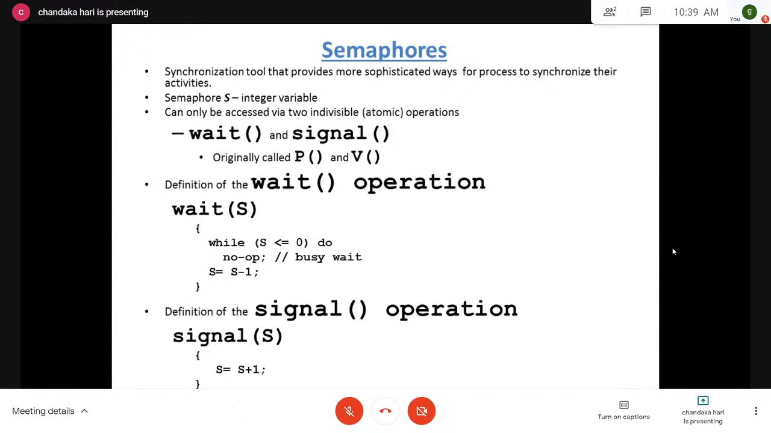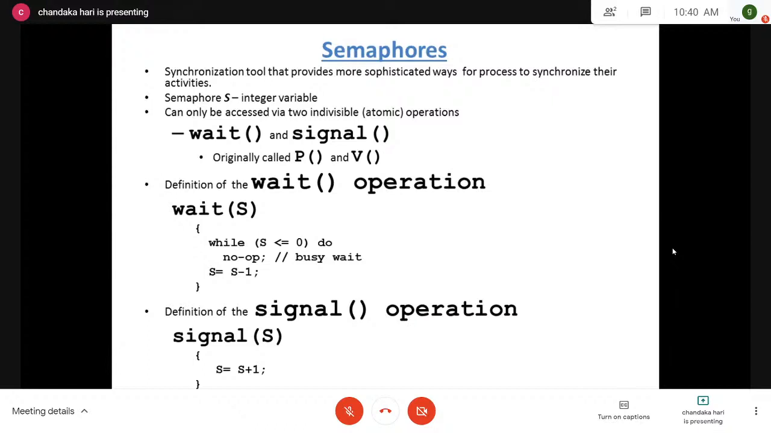This is a small piece of code. Anyone can write this. Wait is a function which takes one semaphore value as an input. Suppose process P1 is requesting a particular variable X. Immediately it checks what the semaphore value is. If the S value is less than or equal to 0, that implies it is already locked by someone.